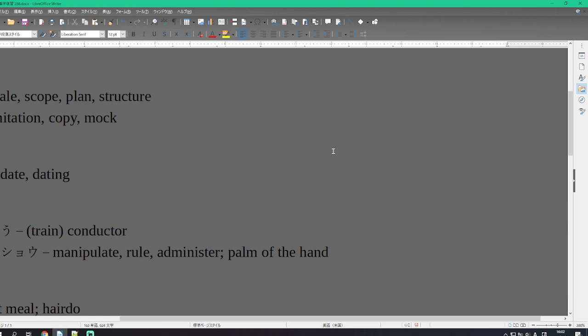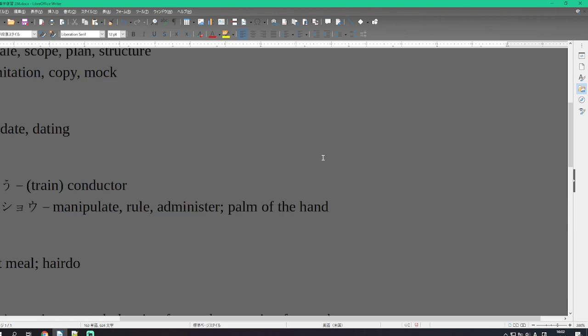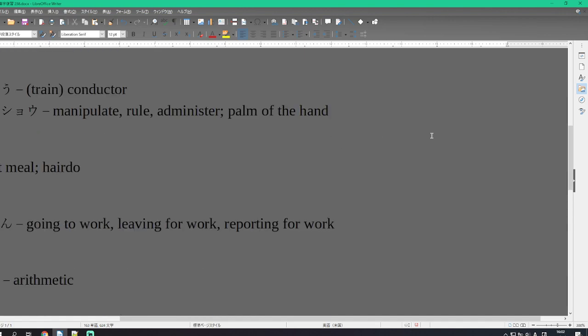A train conductor is a shasho or a sha, left side for a cart or a car, in this case a train, and sho on the right side for the manager, ruler, or manipulator of such. Shasho is the train conductor or train manipulator. A set meal or a hairdo is a setto. Going to work or leaving work is shukin.